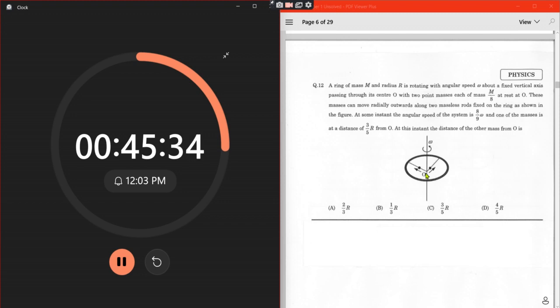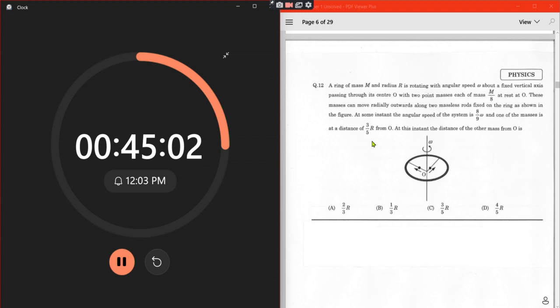So with 8 upon 9, what is the inertia of the whole thing? m r squared plus, now the mass that is at distance 3 upon 5, so m upon 8 times its square, that is m upon 8 times 9 upon 25, so 9 upon 200 m r squared. Not looking good here. I guess there is no other way.